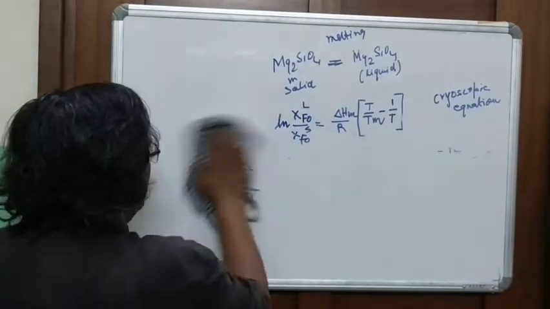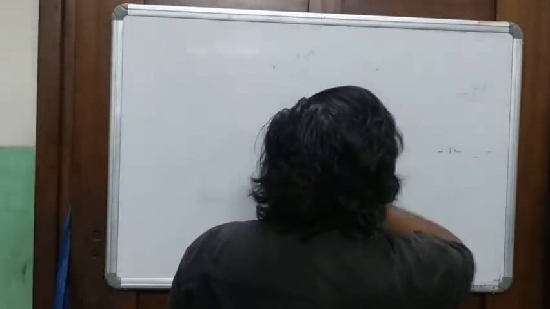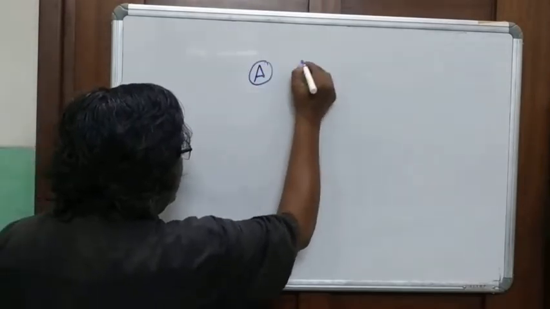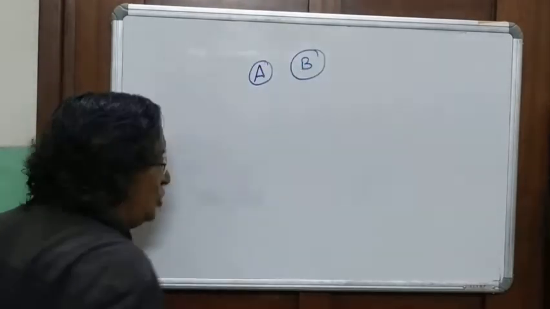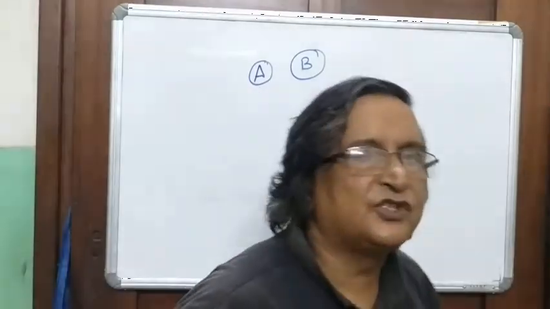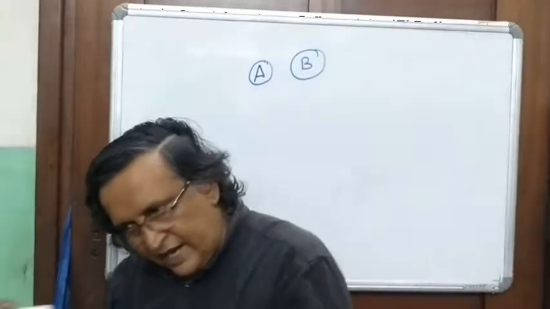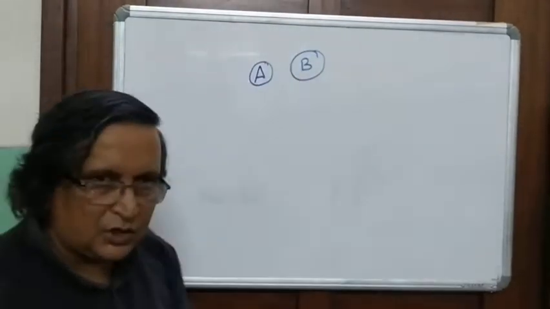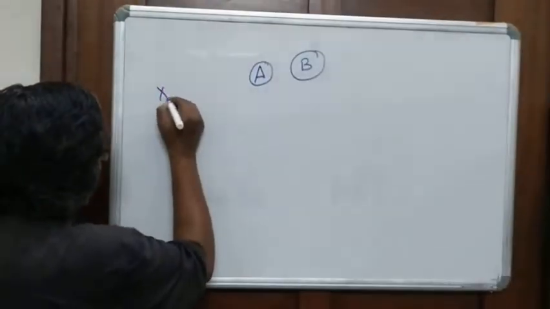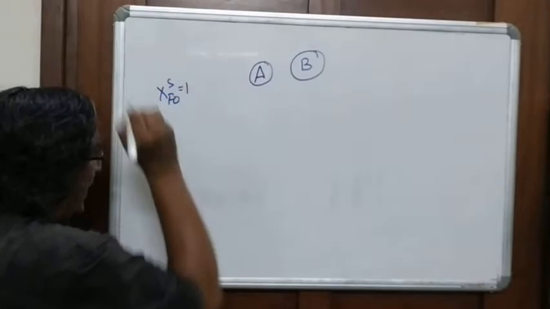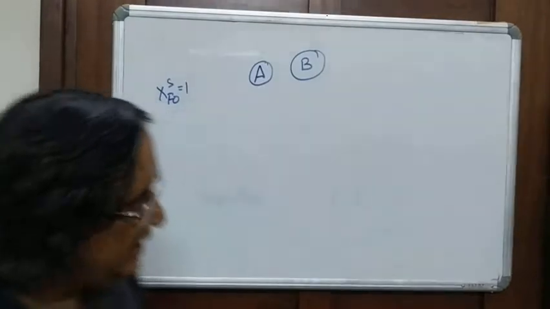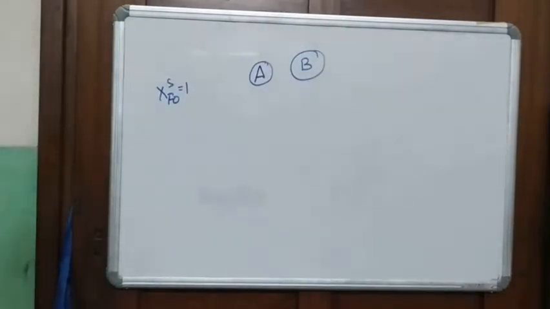So, now let's say we have two minerals, A and B, which do not have solid solution relationships. Let's start with, remember, we were talking of X phosphorite solid equal to 1. That means let's start with the assumption that these are pure phases.